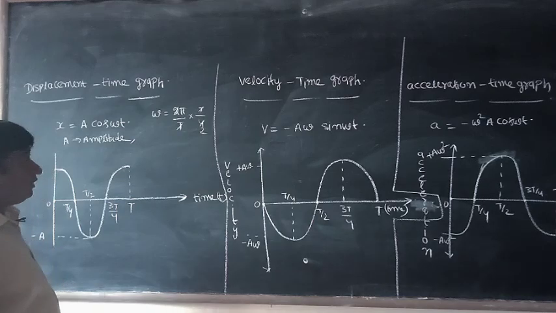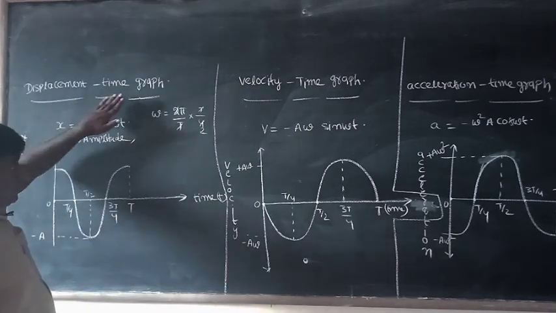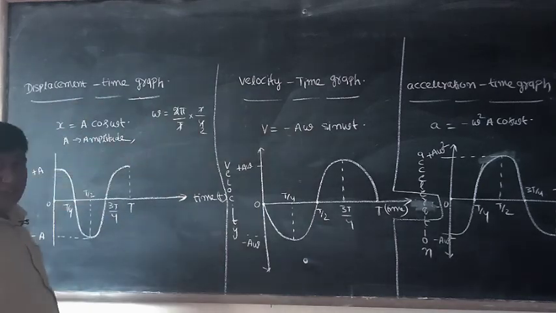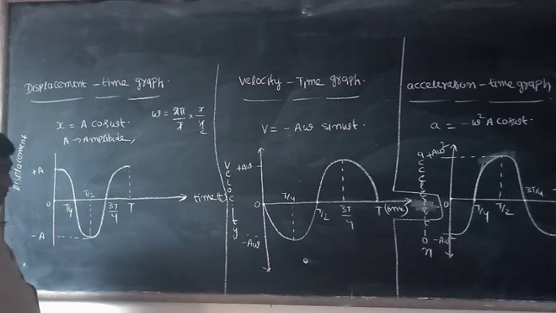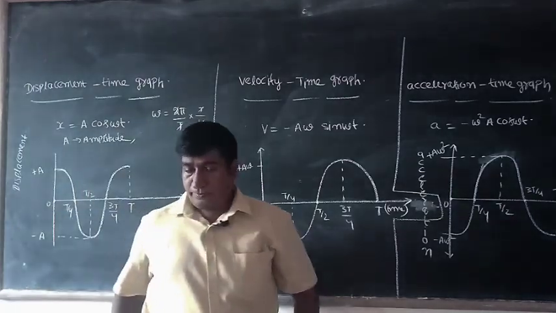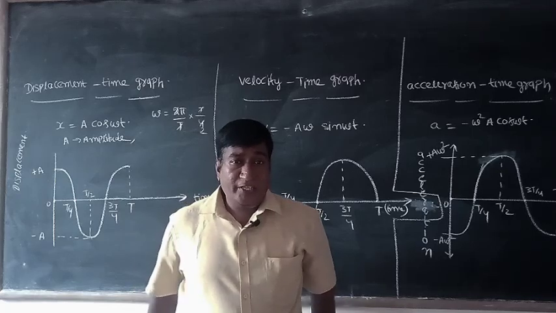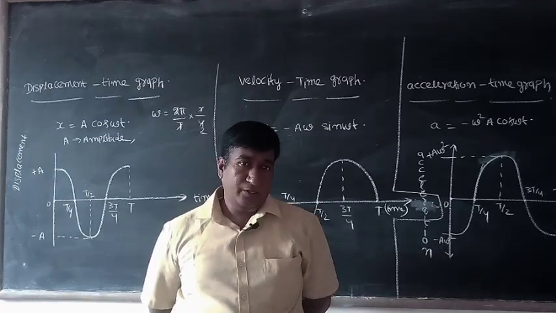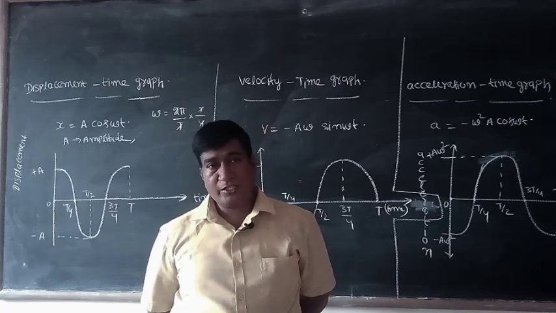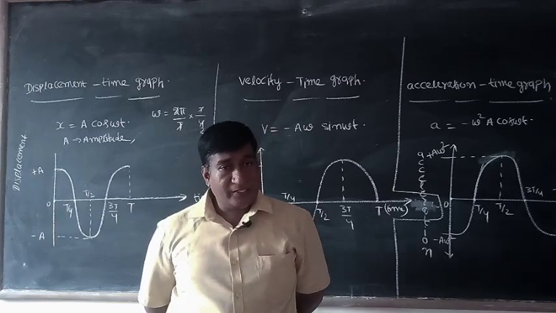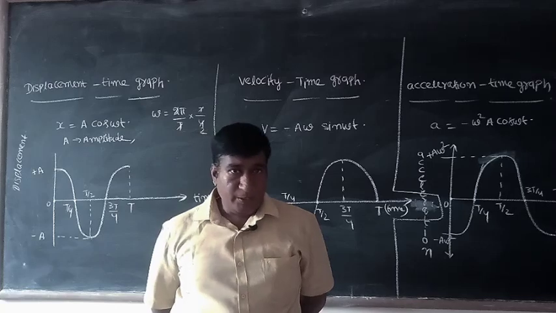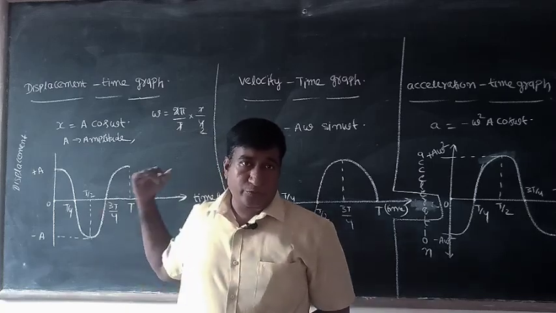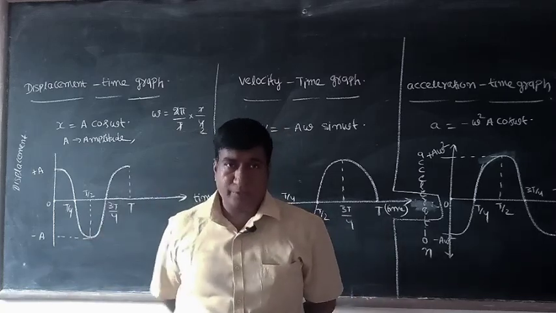So this is regarding the displacement time graph, velocity time graph and acceleration time graph. In this class we discussed displacement, velocity and acceleration: when the velocity is maximum, when it is minimum, when the acceleration is maximum, when it is minimum, and the graphs related to them.